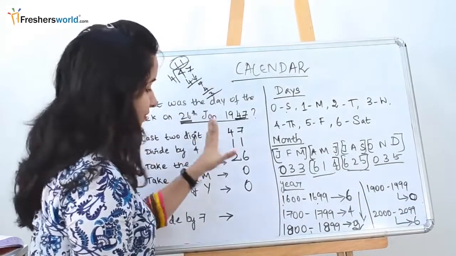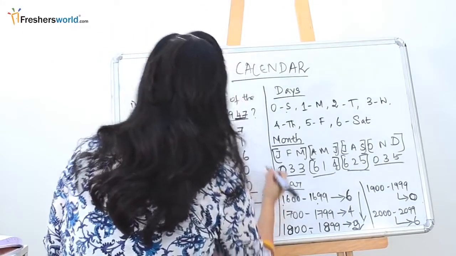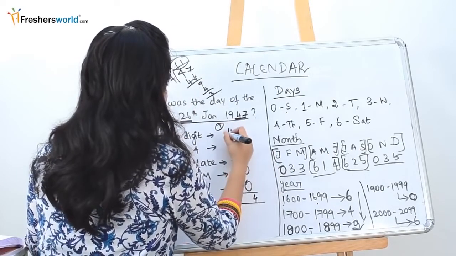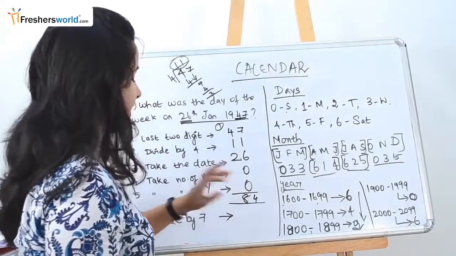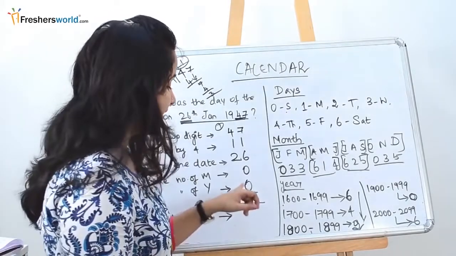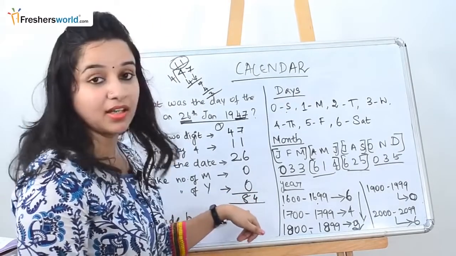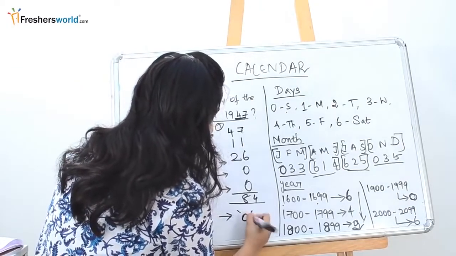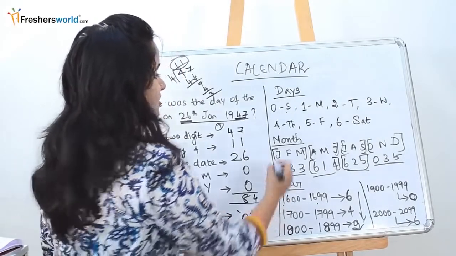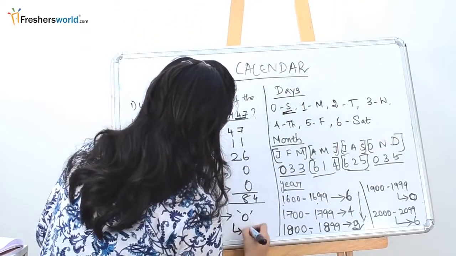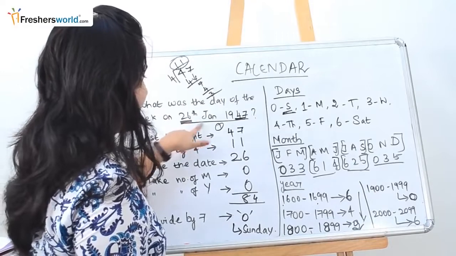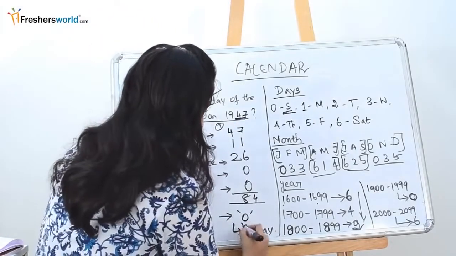Now you add these first 5 steps. 7 plus 1, 8. 8 plus 4, 8 plus 6 is 14, 1, 5, 8, 84. So your total is 84. What is the question? What was the day of the week? How many days are in a week? 7 days. So you divide 84 by 7. We know that 12 sevens are 84, so you will obviously get the remainder as 0. You take the remainder here, which is 0. What does it correspond to? 0 is nothing but Sunday. So the day of the week on 26th Jan 1947 is Sunday.